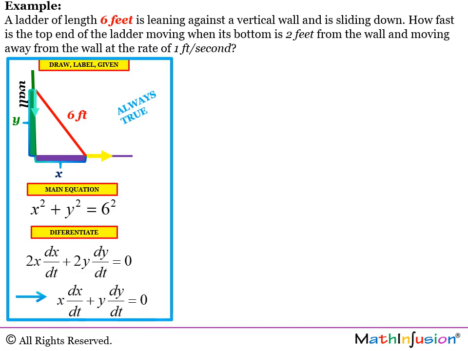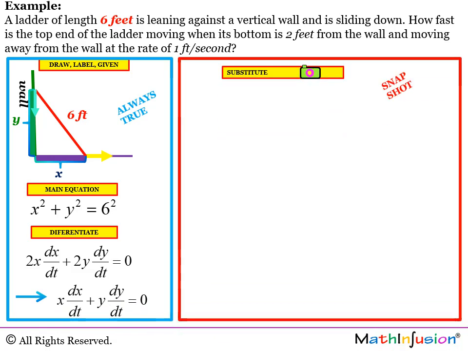We can just cancel 2 and get that. Now we have to move to the snapshot. If you look, everything is related when the bottom is 2 feet from the wall, so x is 2 feet. dx dt is 1 feet per second, because it is moving at that instant at a rate of 1 feet per second. It is increasing. You can see that the distance between the bottom of the ladder and the wall is increasing.